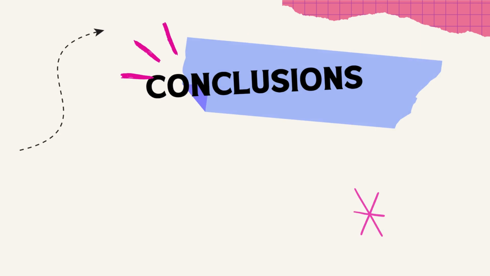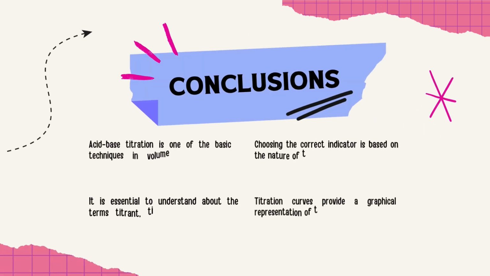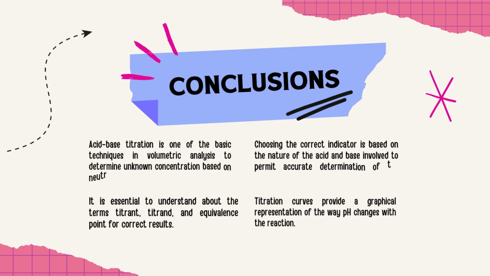To conclude, acid-base titration is essential in determining unknown concentrations in a solution. Choosing the correct indicator ensures accurate detection of the endpoint. It's important to understand the roles of titrant, analyte, and the equivalence point. Titration curves also visually show how pH changes throughout the reaction, helping us interpret results more effectively.